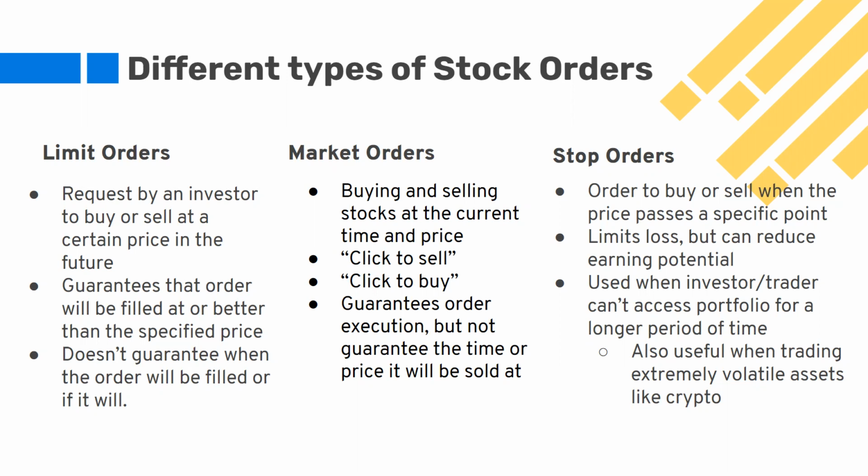And now stop orders are in order to buy or sell when the price passes a specific point. This can limit loss, but it also reduces earning potential. And this will usually be used when an investor or trader can't get access to their portfolio for a long period of time. For example, if they're traveling or if they'll be offline for a while. This is also used when trading extremely volatile assets like cryptocurrencies, which can have massive price changes in very short periods of time.